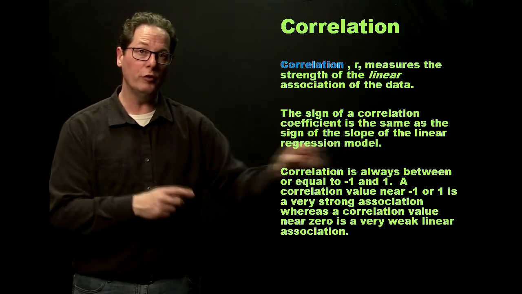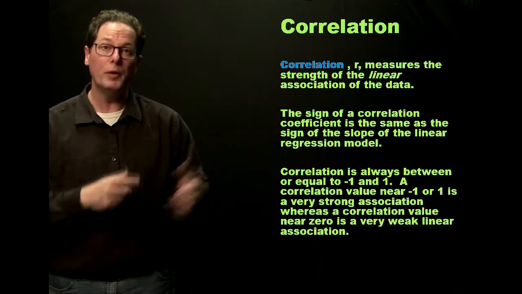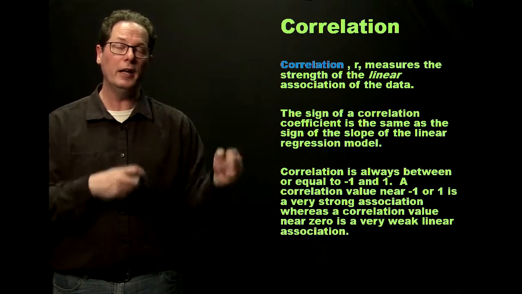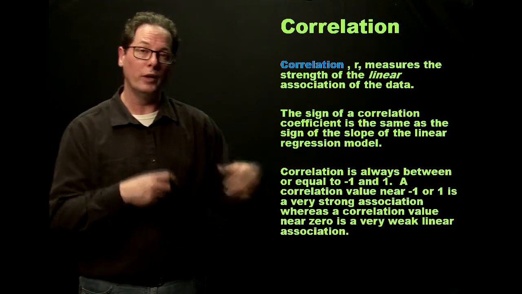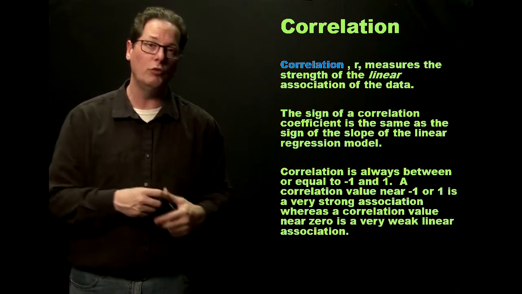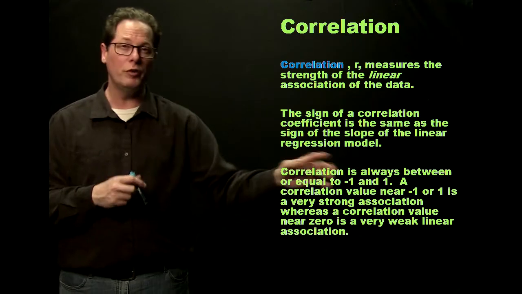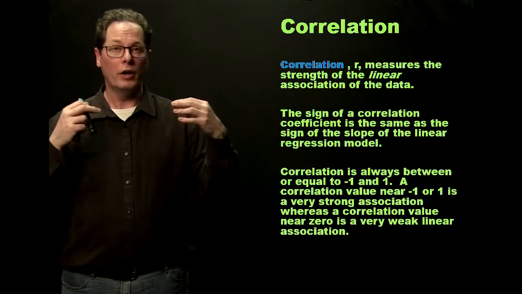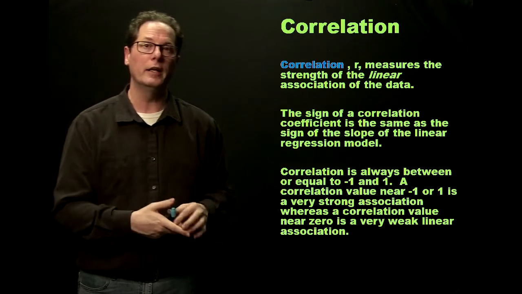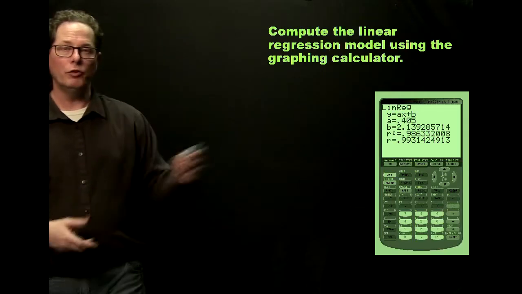Now, the correlation value is always between -1 and 1, or it could be 1 or -1. If it falls exactly at -1 or 1, it's on a line. If it's close to -1 or 1, it's close to a line. It's a very strong linear association. If our correlation value is close to 0, then our correlation value is low, and we have a very weak linear association.